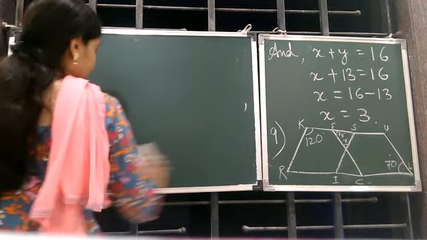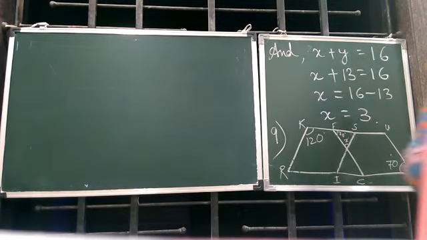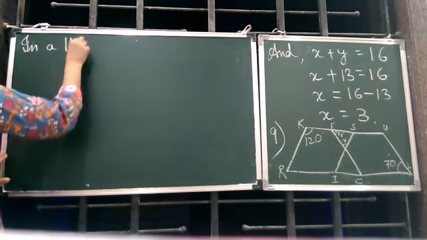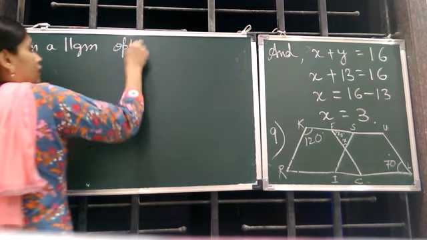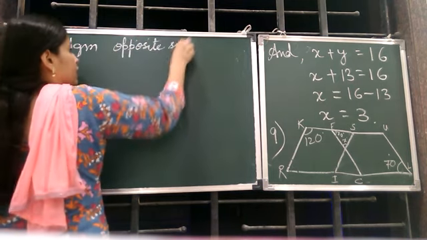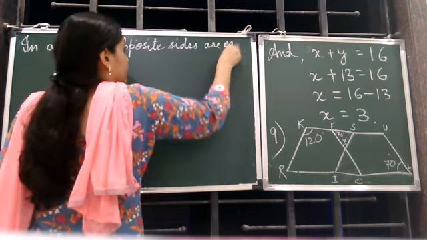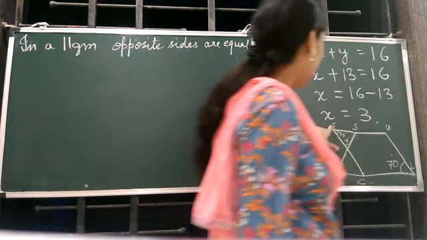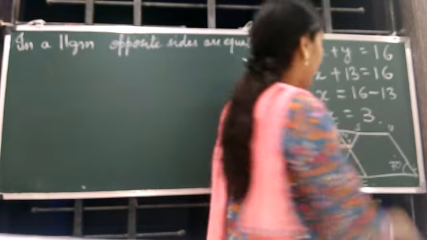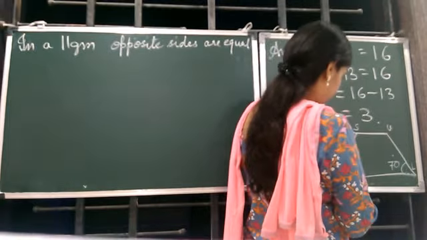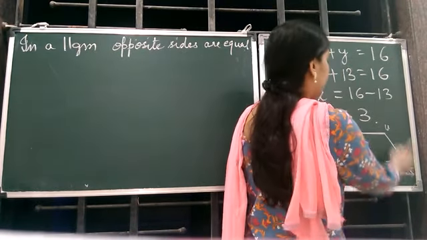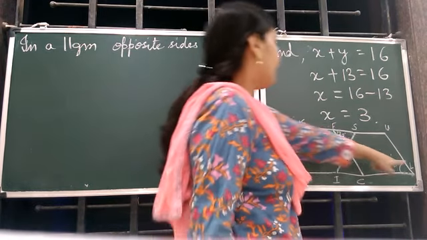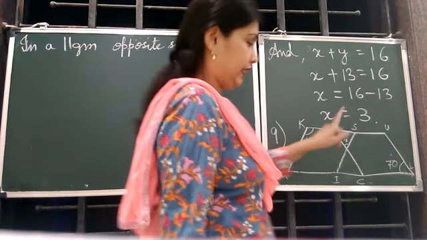So in a parallelogram, opposite angles are equal. We'll write that. In a parallelogram, opposite sides are equal. That means angle L is equal to angle E. In a parallelogram CLUE, clue, yes, angle L is equal to angle E.